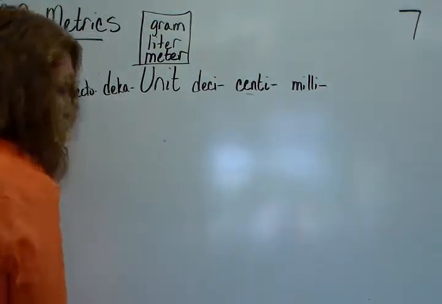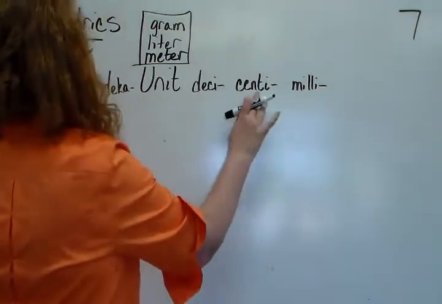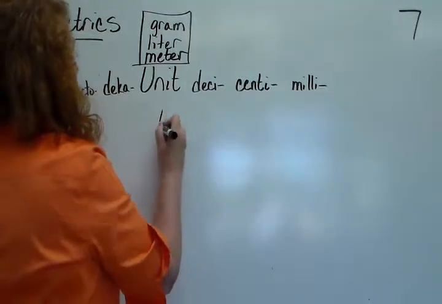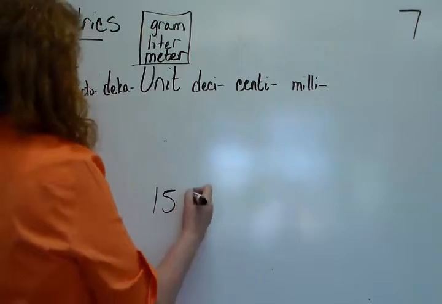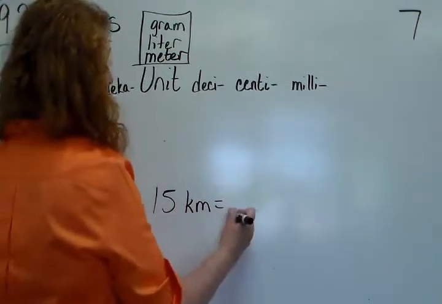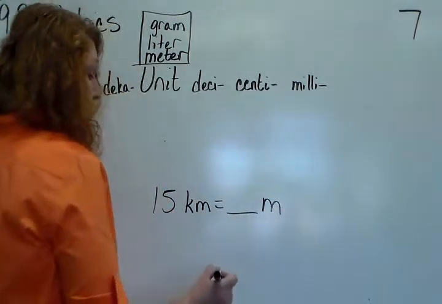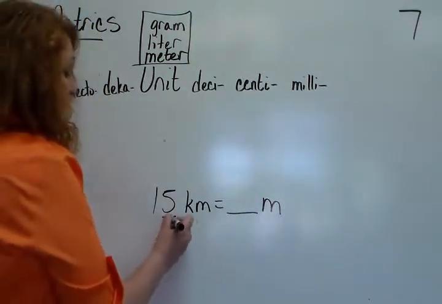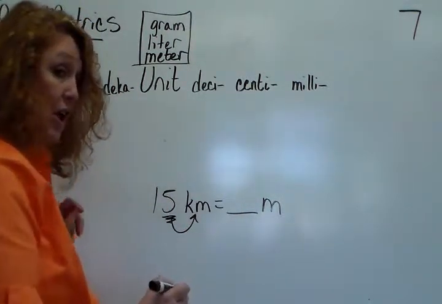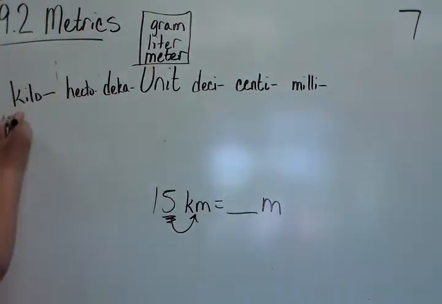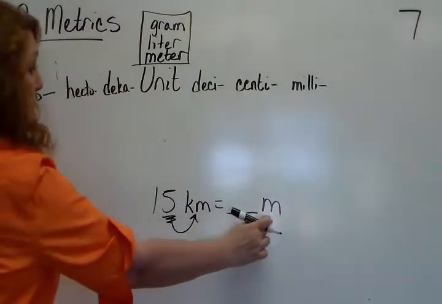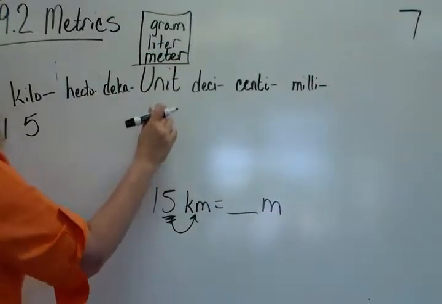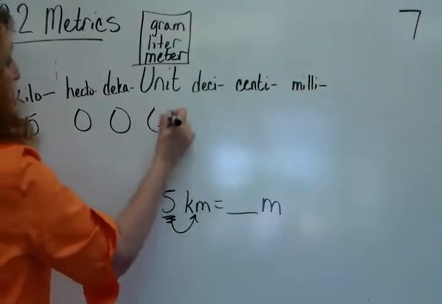Let's try a problem with a different start. Let's say we've got, that's not right, right here, 15 kilometers. And we want to know how many meters it is. So our 15 has to end in the kilometer spot. So we're going to stick a 1 and a 5 here. This is 15 kilometers, but we want our number now to end in meters. How many meters is it? It's going to end here. We're going to say 0, 0, 0.